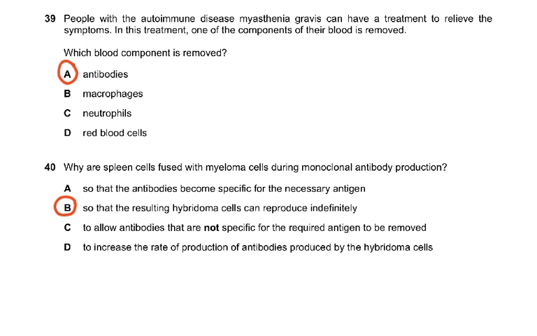Question number 39. People with the autoimmune disease myasthenia gravis can have a treatment to relieve their symptoms. In this treatment, one of the components of the blood is removed. Which blood component is removed? Antibodies.